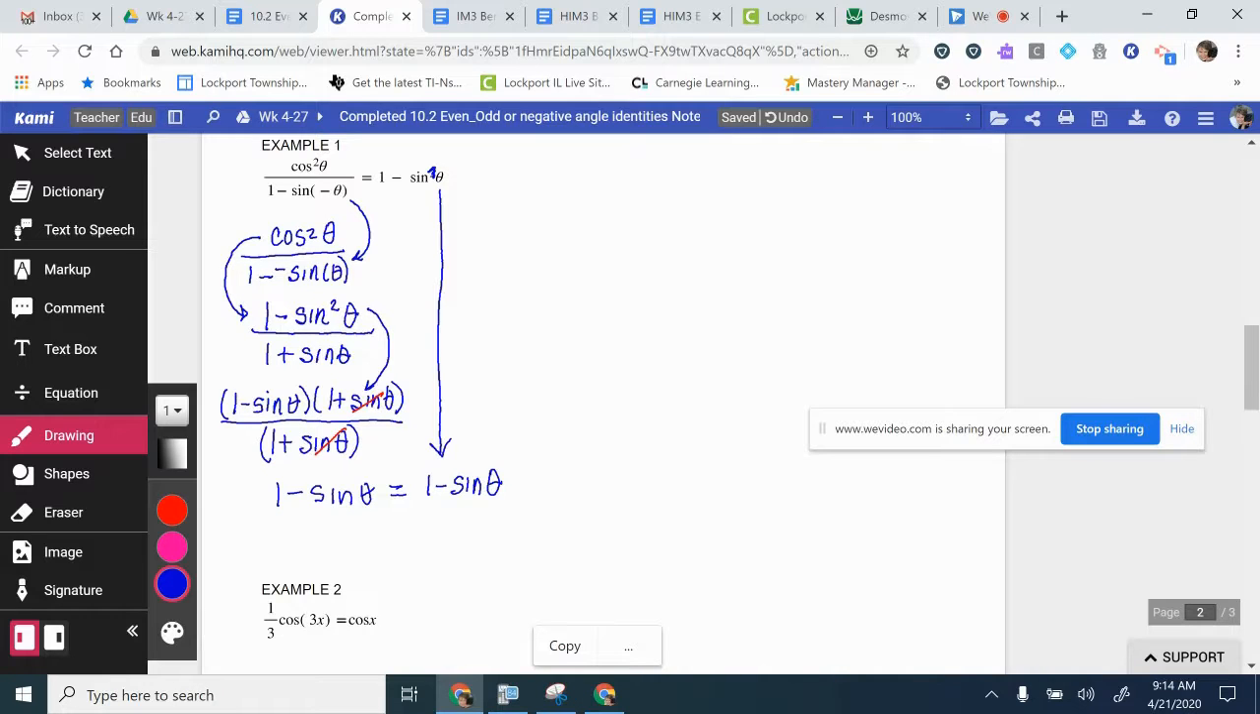And I could definitely retrace my steps. I could go back here and see, oh, this is how I got the 1 minus sine theta. I canceled out my like terms or same factors. I can back up here and say, oh yeah, this is the factored form of this piece. I can back up here and say, oh, I used my Pythagorean identity. Oh, I used my negative angle or odd identity.